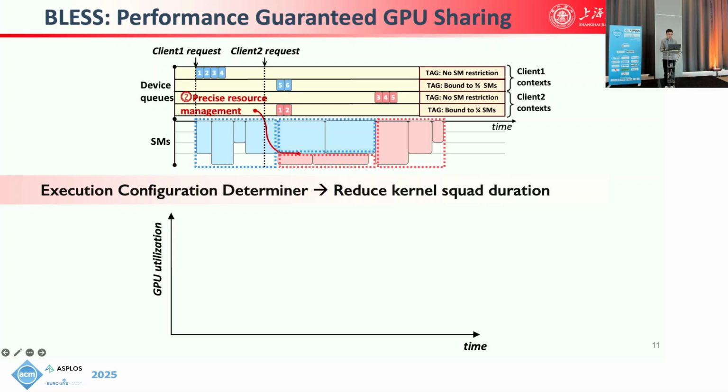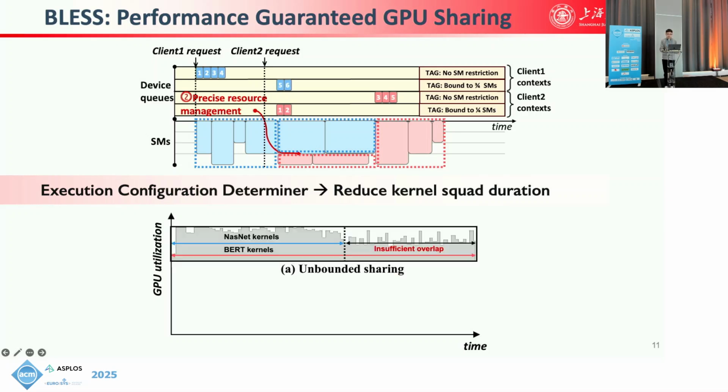We categorize the execution behavior within kernel squads into two types, each predicted using a different predictor. First, bounded sharing, where there are no restrictions on resource usage among kernels within the squad. For example, in this case, kernels from NASnet and BERT freely compete for resources. However, since BERT's kernels have longer execution times, the NASnet kernels complete their execution earlier in the squad, leaving the remaining BERT kernels unable to fully utilize the hardware resources. This inefficient overlap leads to resource waste, causing the kernel squad's execution to exceed expectations.